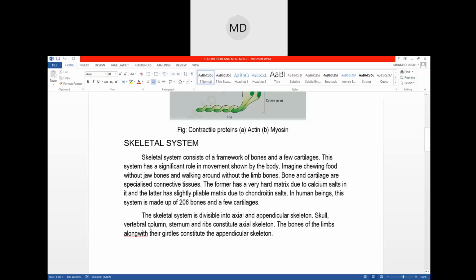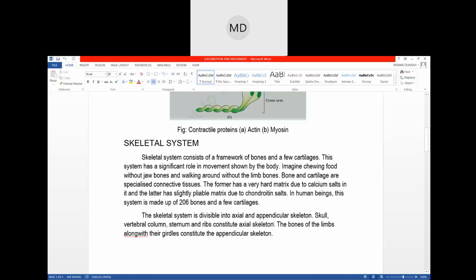And then the vertebral column. What is the vertebral column? The spinal cord is surrounded by the vertebral column. The backbone, that is the vertebral column. Then there is the sternum, which is present in the chest region, on the diaphragm region. Okay, there is the sternum, and then there is the rib cage. All of you know. So skull, vertebral column, sternum, ribs, all of this is included in the axial skeleton.